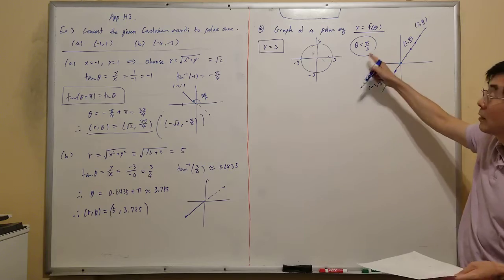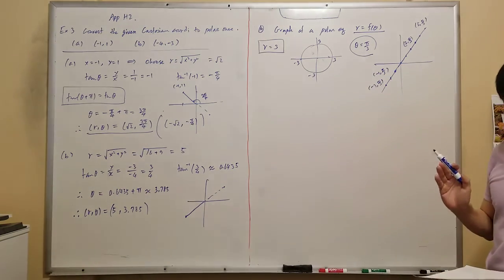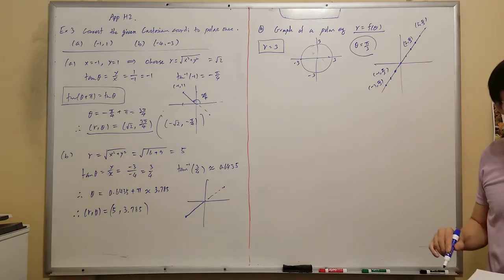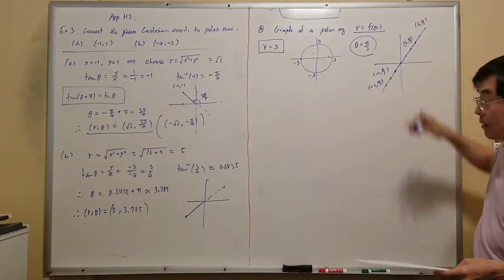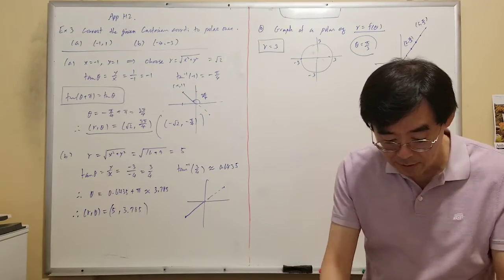So this equation says that as long as theta equals pi over 3, no matter what value you have for r, you are on the graph. So that would be the entire line through the origin with the angle pi over 3. Okay, those are special cases.